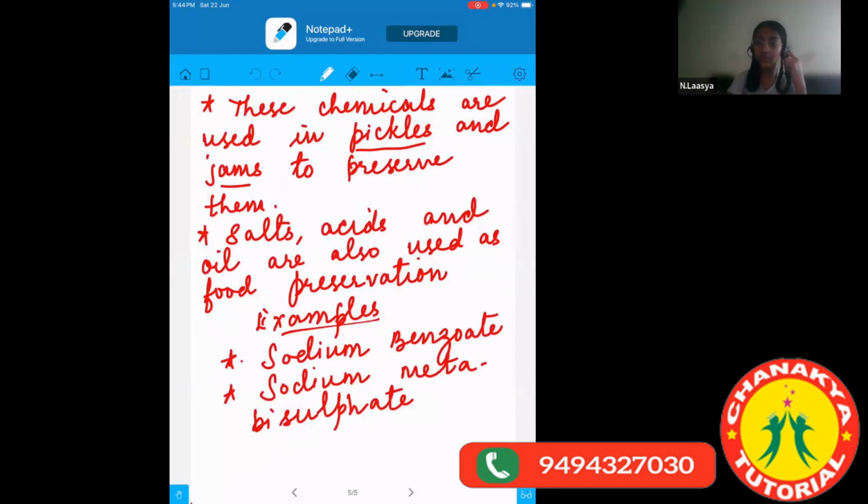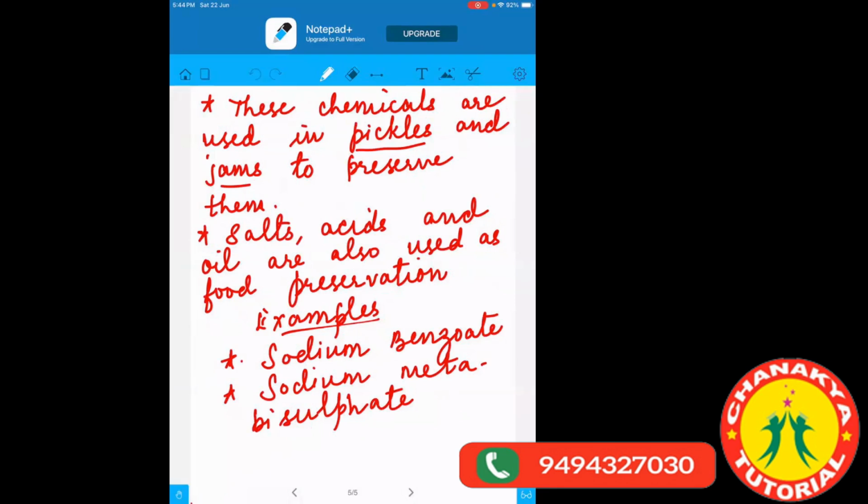Ma'am, in the jams they use this sodium benzoate, right? Is it healthy to eat them or not? See, whatever we take in our body, if we take it in a small amount, then nothing is going to affect us. But if we take it in a large amount on a daily basis, then definitely it will have an impact on our body. Even if you take more spinach, more green leafy vegetables, it creates problems.